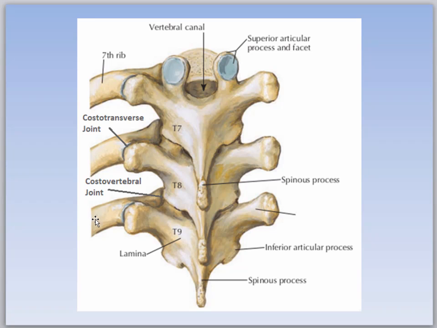Now remember, we have the ribs coming in, and there's two joints formed for the ribs as well. They're true diarthrodial joints. So we have a costotransverse joint right here, where it connects with the transverse process, and where it attaches to the body, that's the costovertebral joint. So this picture is fair game as well.